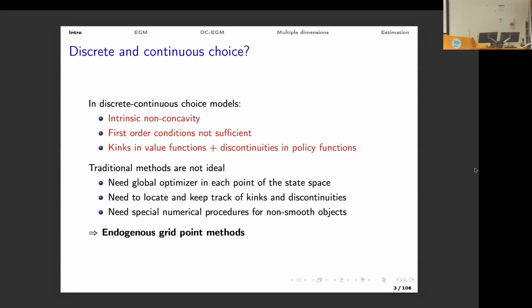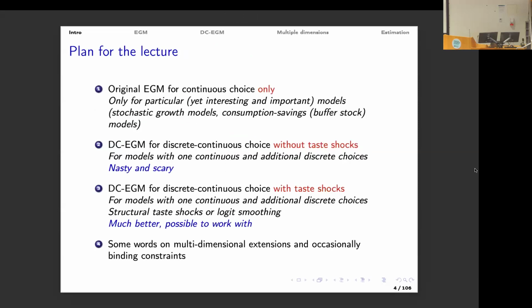Now, the endogenous grid point method started as a quick and very accurate method for solving the consumption savings problem. It turns out to be really useful in these settings as well, and you will see that. So the plan for the lecture is to cover three things, well, four actually. I want to talk about the original EGM, the endogenous grid point method, with one continuous choice only, to bring everybody to the same page on how it actually works, and then introduce discrete choices.